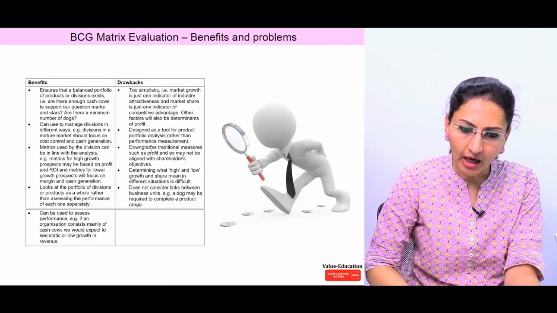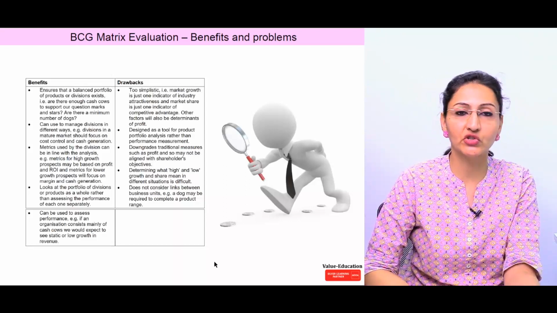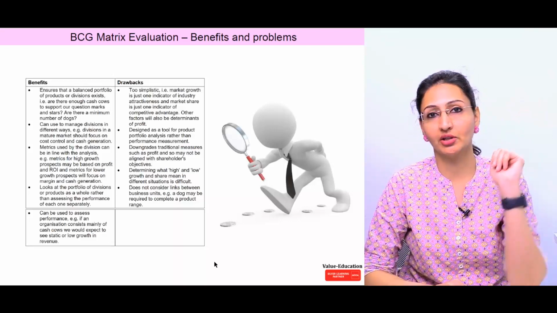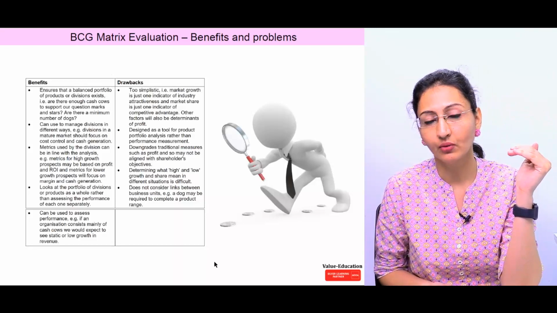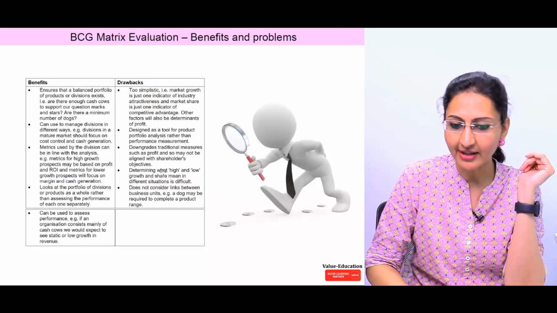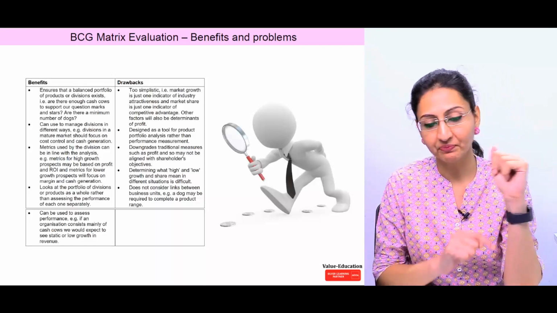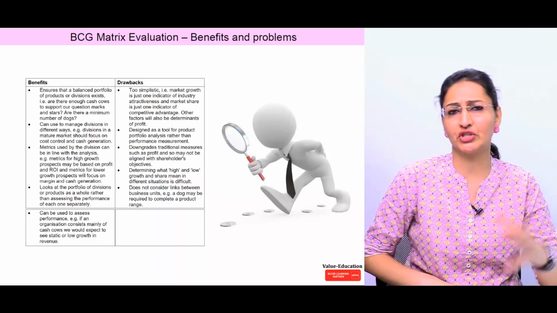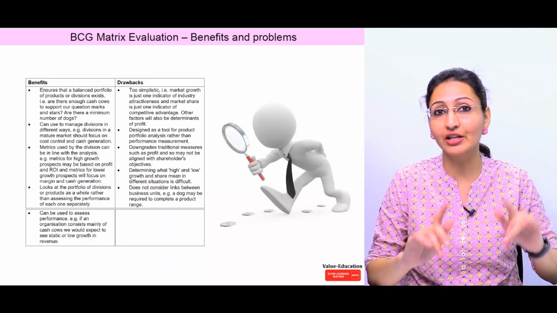Then it downgrades traditional measures such as profit and so may not be aligned with shareholder objectives. It talks about generating cash. It talks about future growth, but doesn't talk about anything related to profit. But for the shareholders, what they are concerned with is just the profits. Then next, it determines what high and low growth and share mean in different situations. So for them, it's very easy to define what is high growth, what is low growth, what is good share, what is bad market share or low market share. But practically, that is difficult to define.